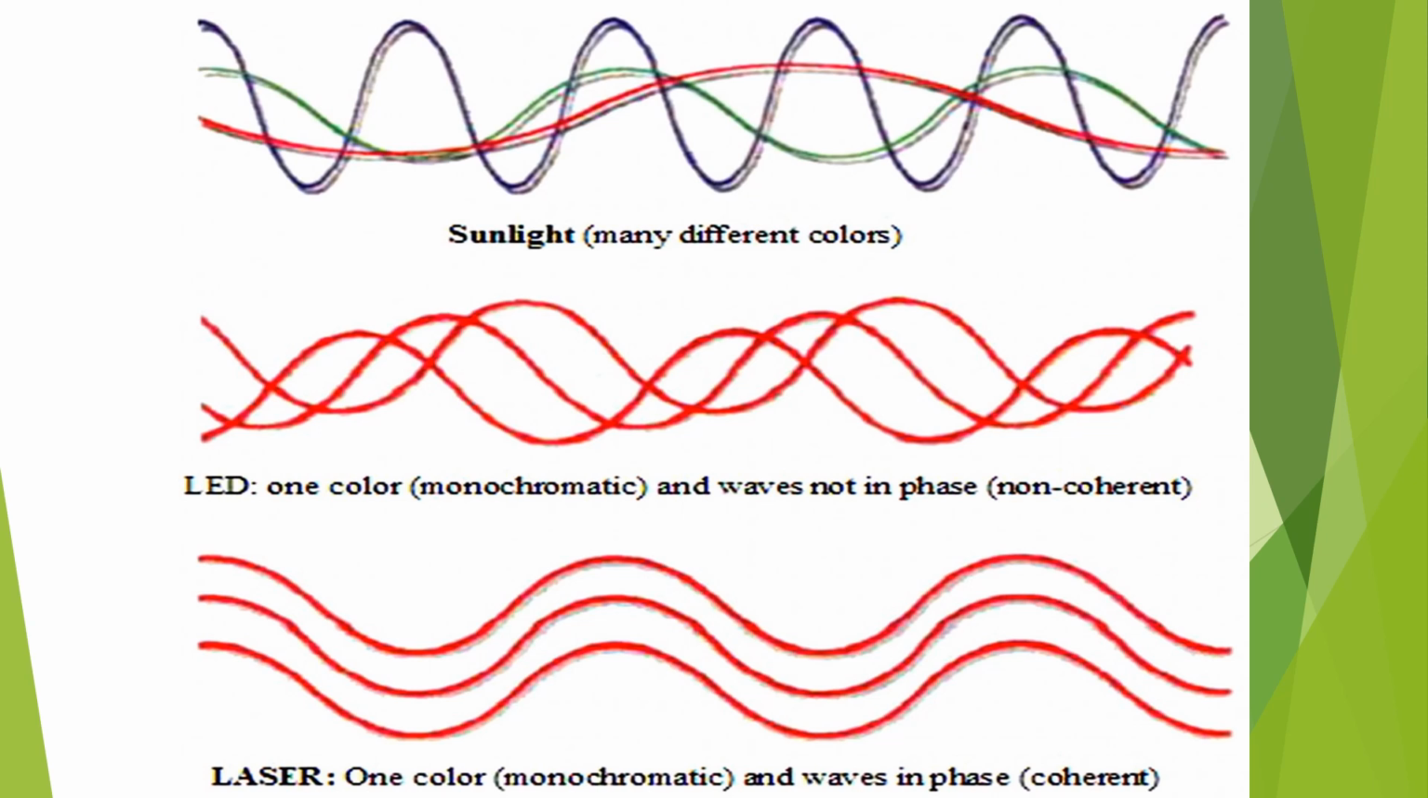And in the third case, that is the case of laser, here we can see monochromaticity and the phase, all the waves are in phase. It means they are maintaining a constant phase difference, either spatial coherency or temporal coherency. So these are the basic characteristics of laser light. We can differentiate all types of these lights in this diagram.